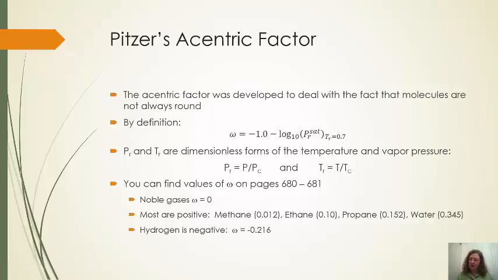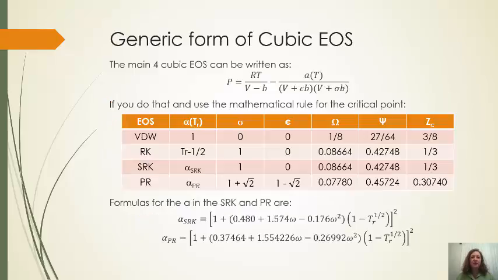Hydrogen is going to be our kind of odd man out. It has a negative asymmetric factor. Okay? It is 2 very, very tiny little atoms together in virtually a spherical form, and it ends up with a negative asymmetric factor. But this is data that you can look up. You could calculate it if you needed to.